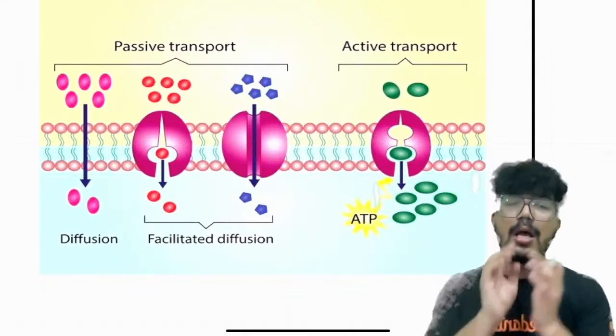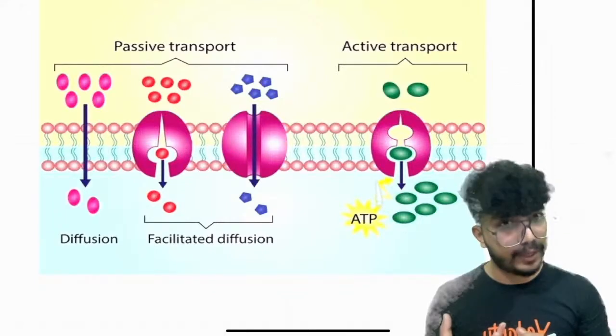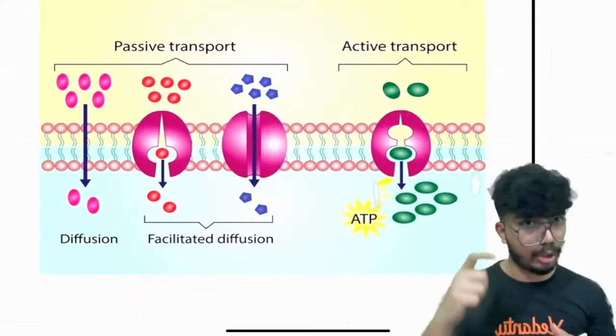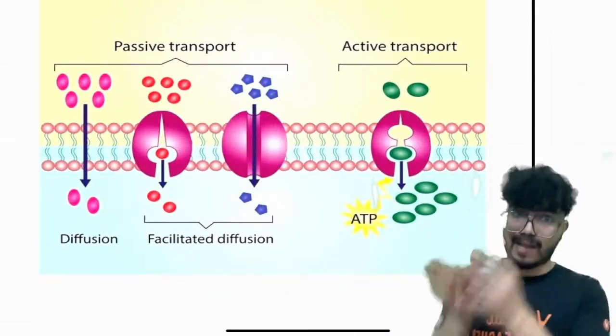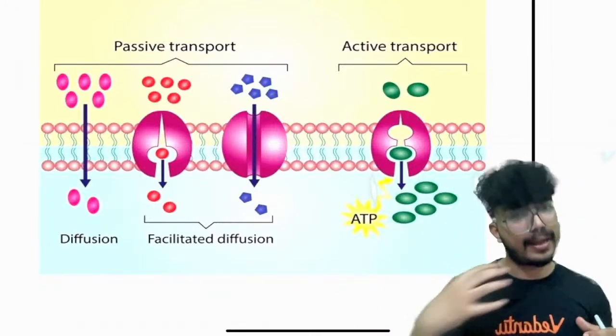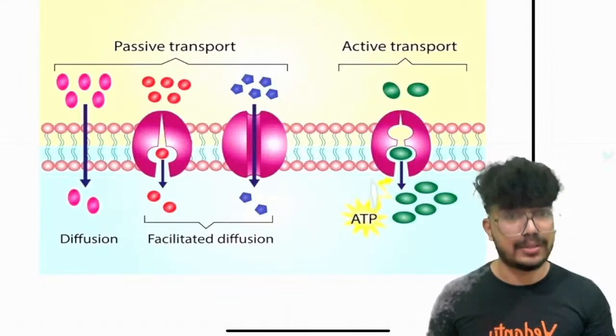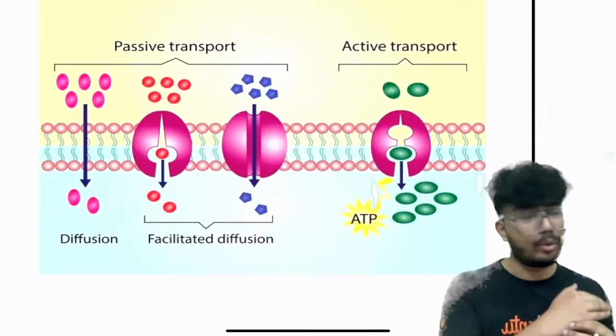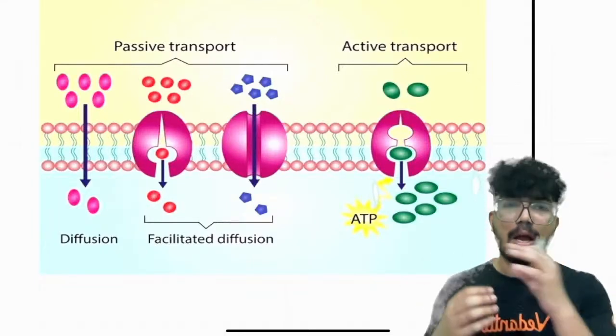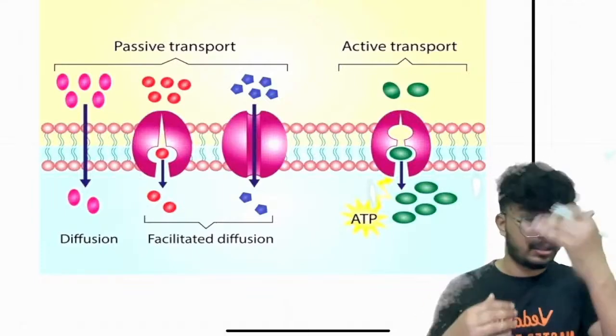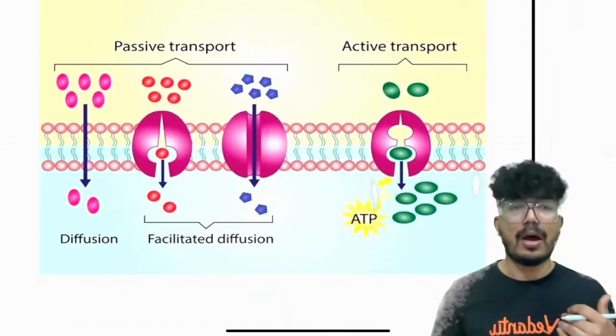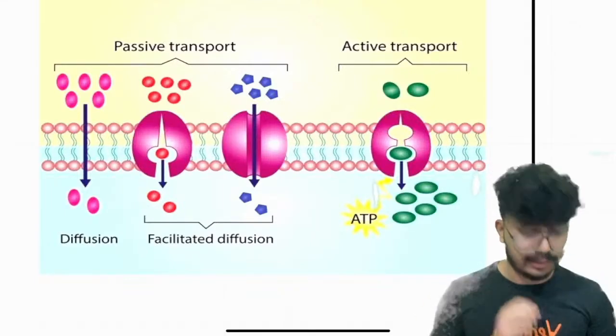Now osmosis. Osmosis is a special type of diffusion. Again, the water solvent will move from its higher concentration to lower concentration across a special channel known as aquaporins. So osmosis occurs through aquaporins. These are special channels through which the water can pass the plasma membrane. So that is osmosis.